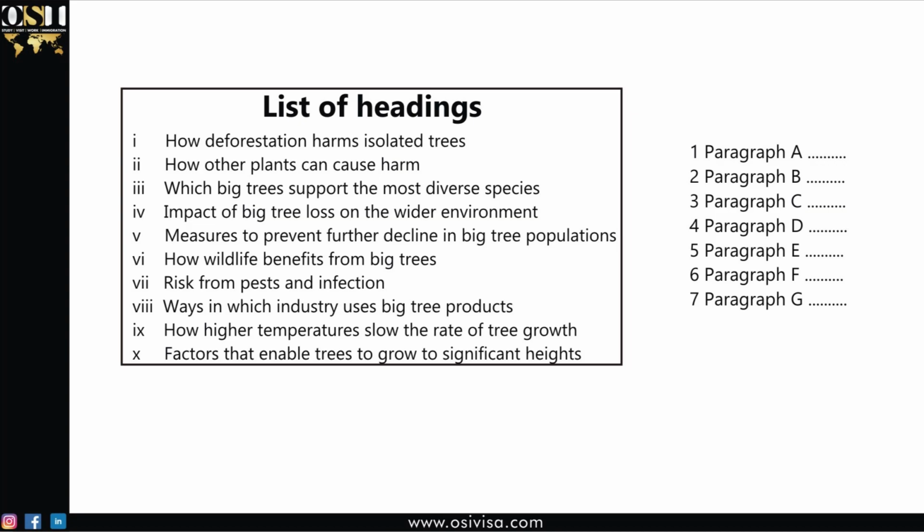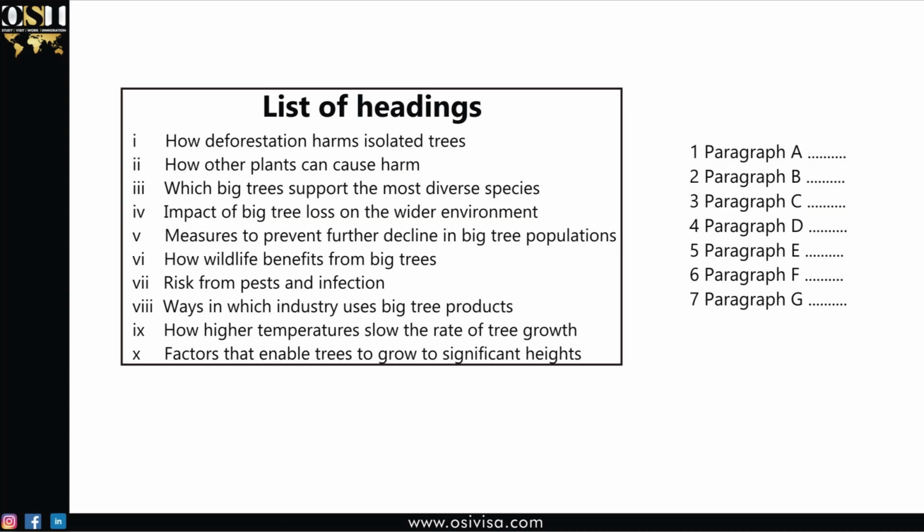And then the next one says impact of big tree loss on the wider environment. So if we lose the big trees, how will it affect the environment in general? When it says wider environment, it usually refers to environment in general. The next one, measures to prevent further decline in big tree populations. So measures is the key word over here. It would refer to solutions or suggestions or alternate ways of doing something that would prevent big tree populations from declining.